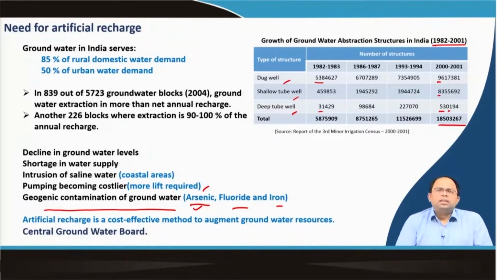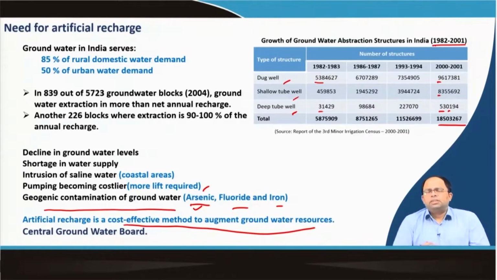That is why artificial recharge is required, and it is the most cost effective method to augment groundwater resources. Instead of natural recharge, which happens normally because of rainfall or precipitation, when water gradually percolates into the soil, we have to consider artificial recharge to increase that rate. And the Central Groundwater Board is the main body in India which looks after groundwater abstraction, utilization, and all the different regulations related to groundwater; all the policies are made by this particular body.